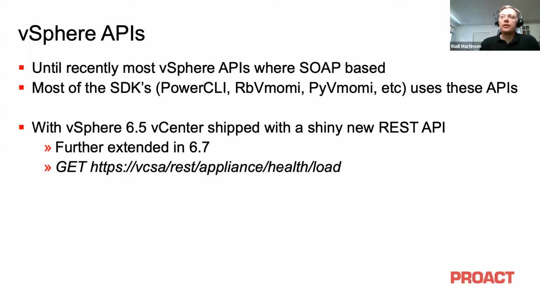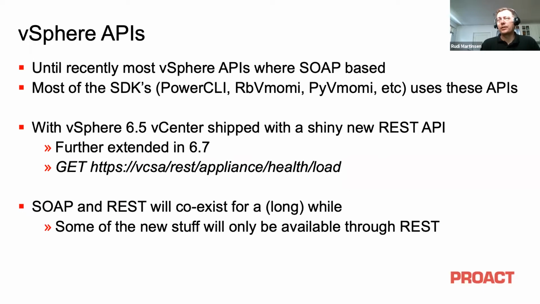But in 6.5, we got a new RESTful API with vCenter. REST is not a protocol; it's not even a standard. It's just a set of principles dictating how a REST API should look and work. But as it's not a standard, there might be some differences between different REST APIs, but still it's much easier to use, which we'll see. And the REST APIs are extended now in 6.7 and also in 7. So it's the way forward.